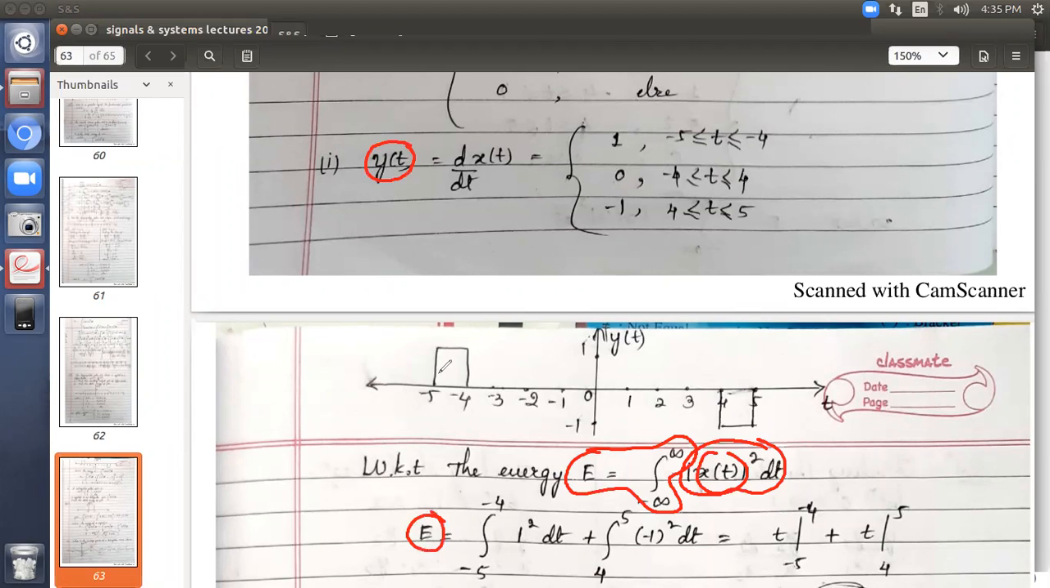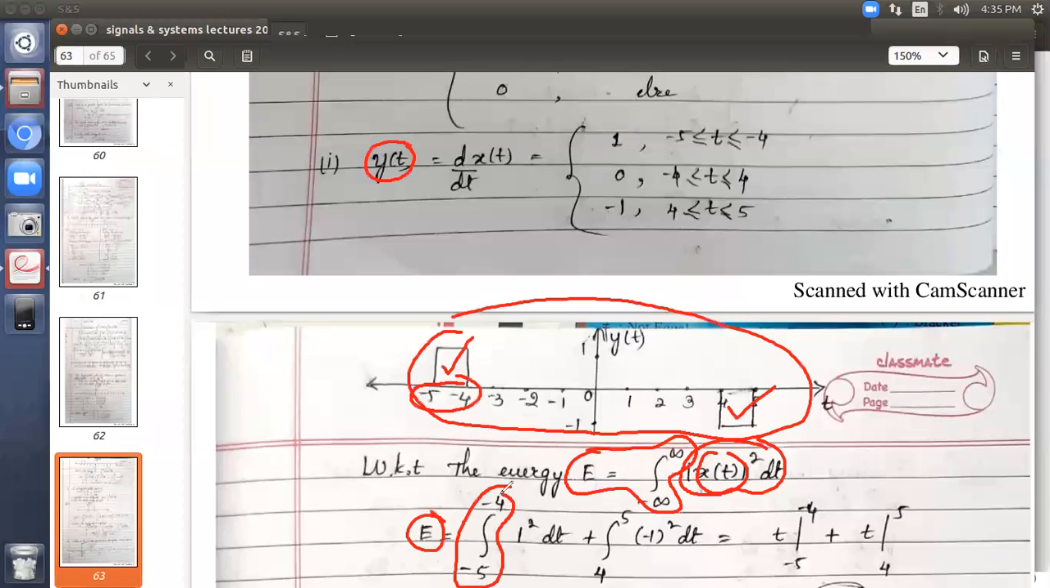So energy is, check this figure. You have only two values. This is +1. This is -1. Time range is -5 to -4. See, between -5 to -4, +1, the signal square dt, plus, you have a -1 amplitude for the range 4 to 5. So integration between 4 to 5, you have -1 square.